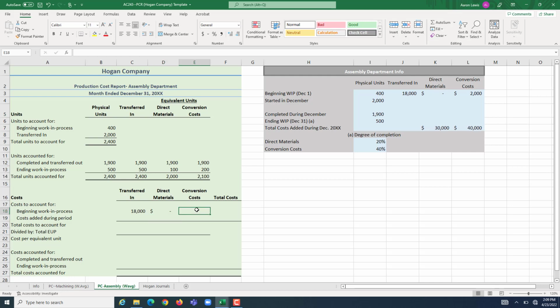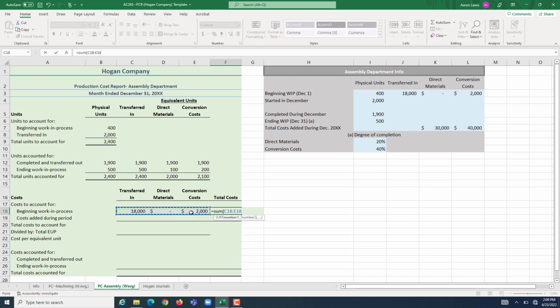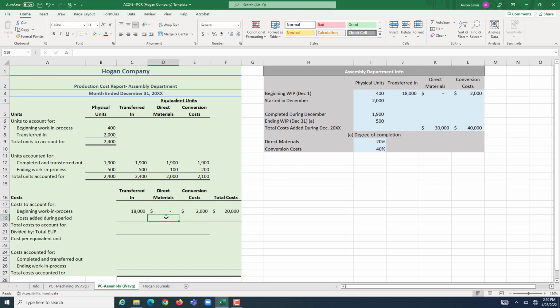And they had $2,000 of conversion costs, which is unique to this assembly department, already committed to them. Those 400 gonculators that we had in beginning WIP were being carried at a cost in total of $20,000. What did we add during the period? Well, direct materials and conversion costs is easy. We have that information. The information tells us that during December of 20XX, we added $30,000 of material costs, and then we added $40,000 worth of conversion costs.